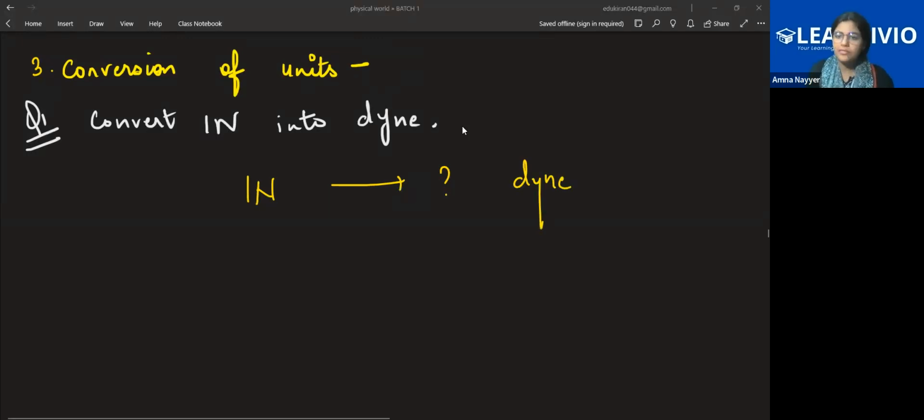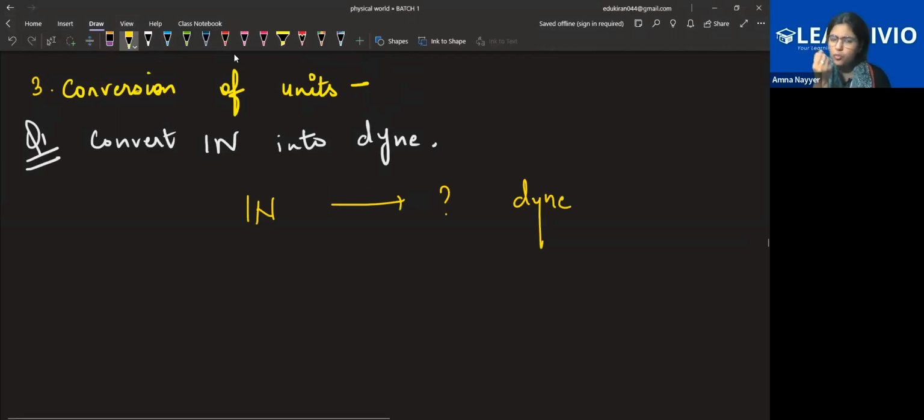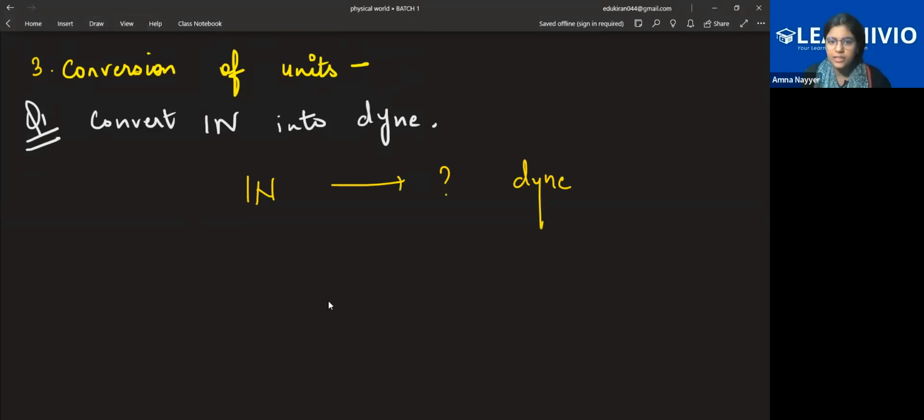This is what we have: 1 Newton into how many dynes? Now see class, we have just one basic formula. With that formula, you will be able to write everything. Just remember, this number is your N1, number 1. This is your unit 1. This unknown number would be your N2. And the last one would be your U2.